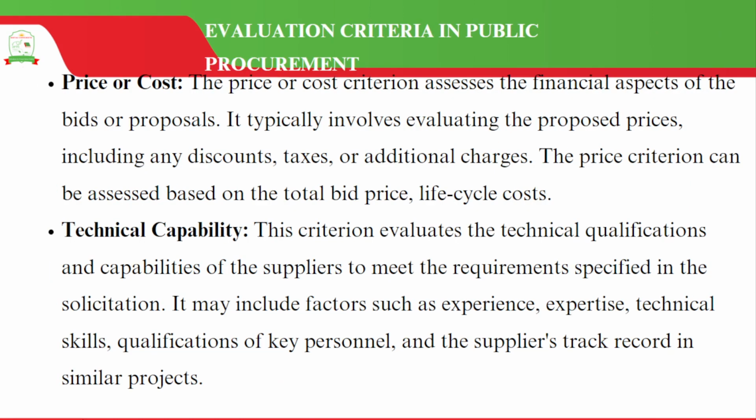Now, we have different evaluation criteria in public procurement that we use. In other words, what is it that we consider? Number one, we very importantly look at the price or cost. The price or cost criterion is going to assess the financial aspects of the bids or proposals. And it is typically also going to involve evaluating the proposed prices. And this is going to include any discounts, any taxes, or additional charges.